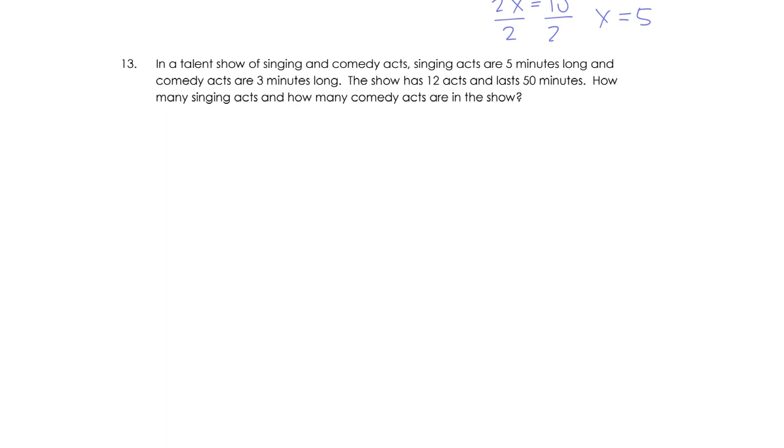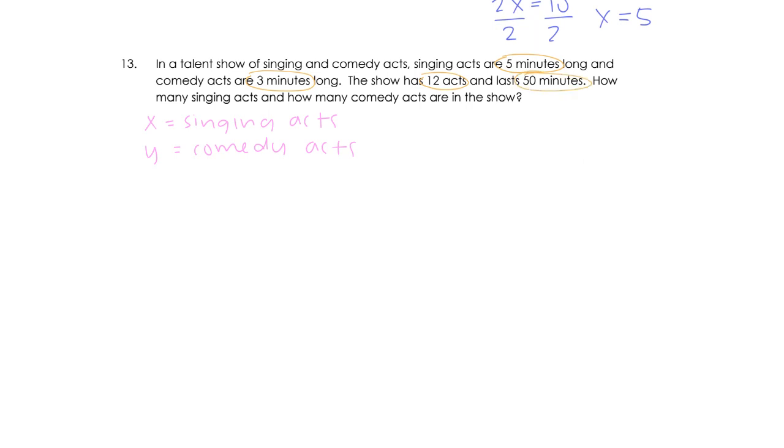So we have a talent show of singing and comedy acts. Singing acts are 5 minutes long and comedy acts are 3 minutes long. Right off the bat, I know the two things I'm talking about. So X is going to be singing acts. My Y is going to be my comedy acts. And then I have to set up my two equations. Again, I like to circle all my numbers and figure out what labels I have going on. So 5 minutes, 3 minutes, 12 acts, and 50 minutes.